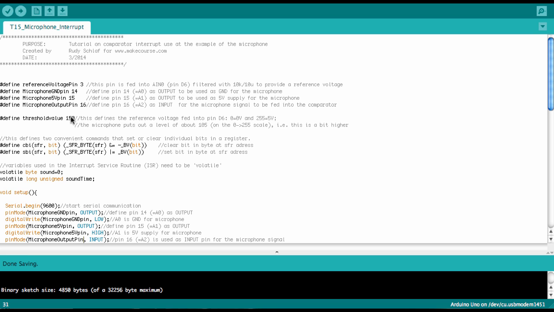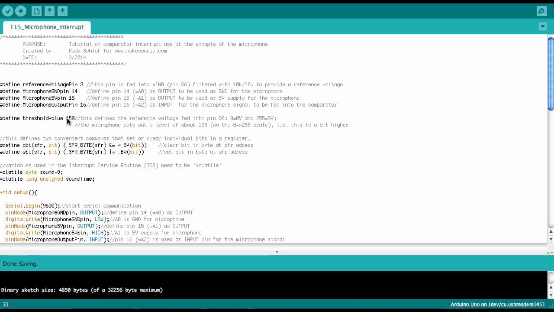So this is essentially the reference voltage on a scale from 0 to 255, because the pulse width modulation is defined from 0 to 255. So it's just 1 byte. 0 corresponds to 0 volts and 255 to 5 volts in this scheme. Now the microphone puts out a level of 105 on this scale, so you see that the threshold we select, the reference voltage, is 150, so it's a little bit higher.